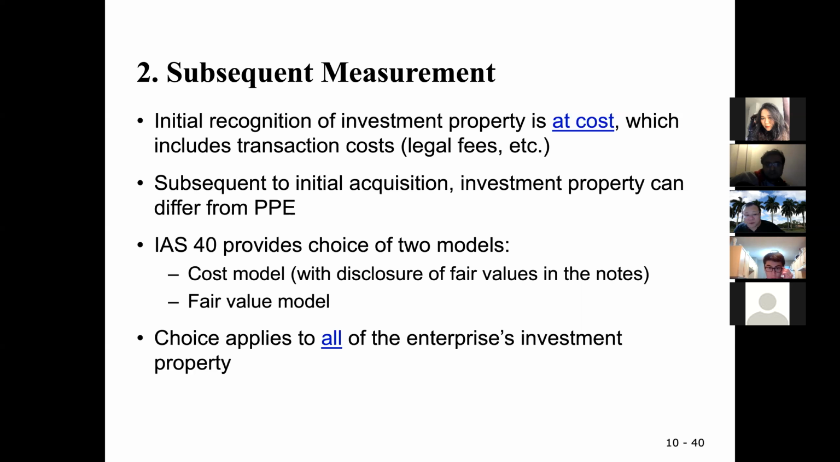IAS 40 here gives you two choices: the cost model and the fair value model. The fair value model is different from the revaluation model. Don't make them the same thing.